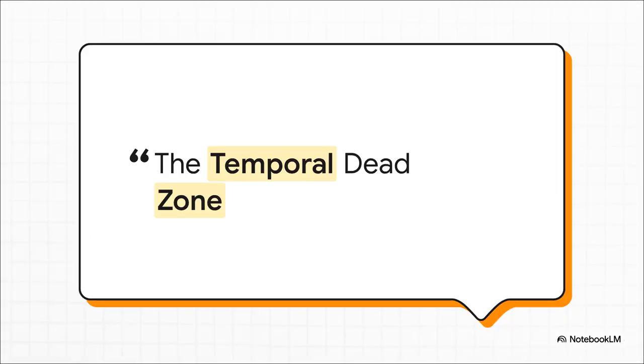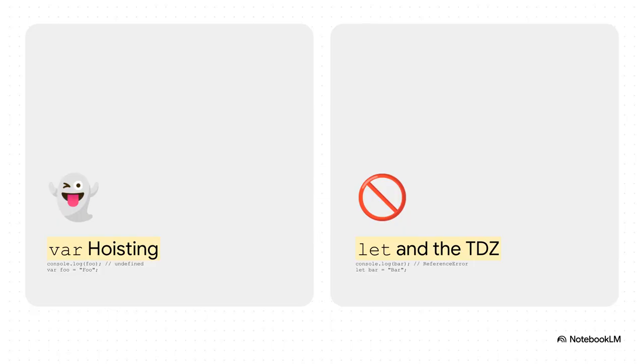All right, get ready for this one. It's a concept with a super dramatic name, but it's actually an amazing feature for preventing bugs. It's called the temporal dead zone. So what is this dead zone? Check this out. On the left, if we try to use a var variable before we declare it, we just get undefined. No error, just weird behavior. But on the right, if you try the same thing with let, you get a hard reference error. The program stops. And that error is a feature.